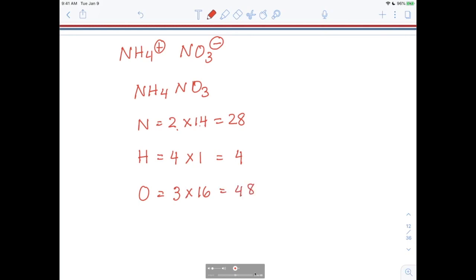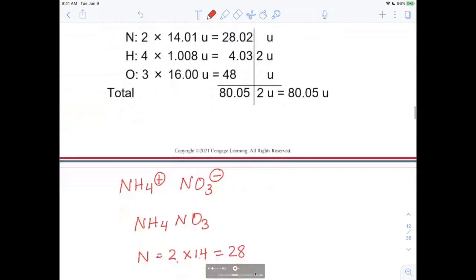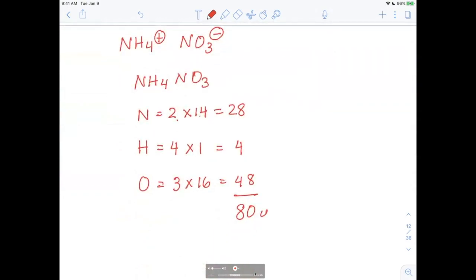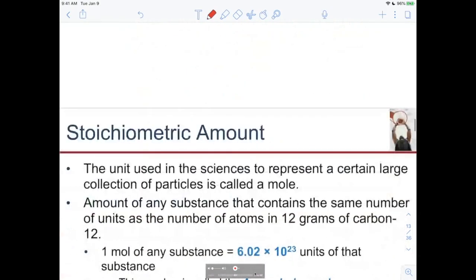Let me make sure. 14 times 2 is 28. 3 times 16 is 48. So I add those 2 plus 4, and I end up with 80. Now 80 can be U, approximately, or 80 grams per mole. We use the unit depending on the context of conversation.